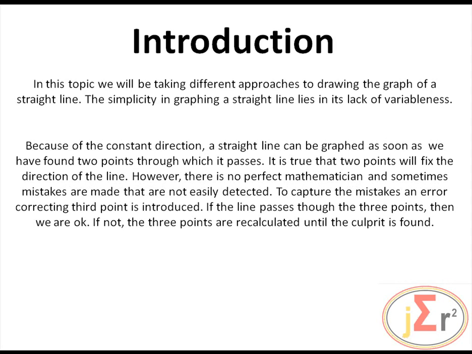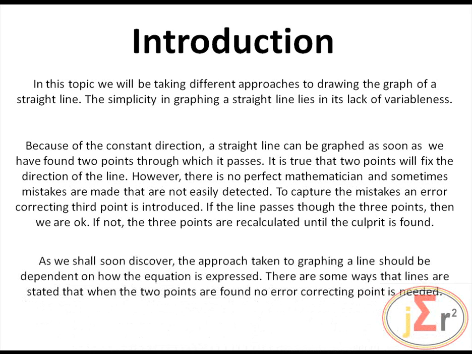If the line passes through the 3 points, then we are okay. If not, the 3 points are recalculated until the culprit is found. So we have to calculate the points again until we find the one that is out. Or probably 2 of them would be out, so we could eliminate 2 of them. But to include a third error-correcting point is always a good thing. It is not always necessary, and we might find that there are circumstances in which when we determine the 2 points through which the line passes, then we are 100% sure that we are correct.